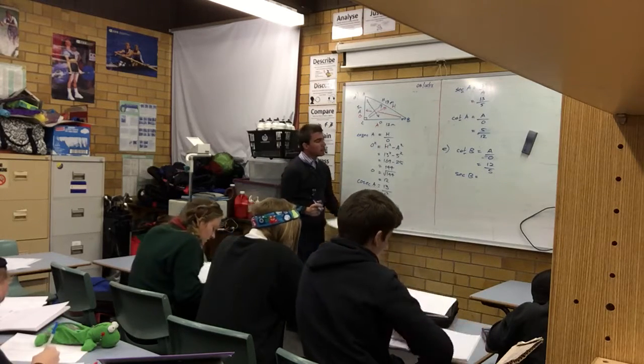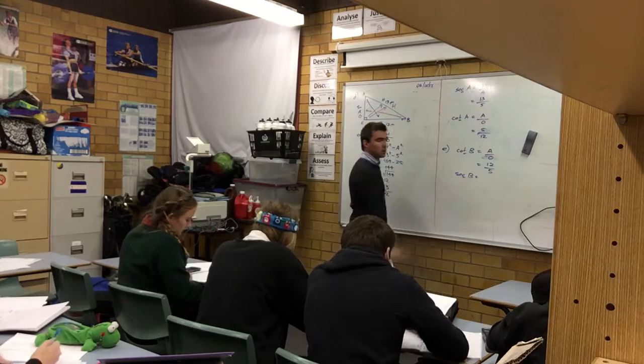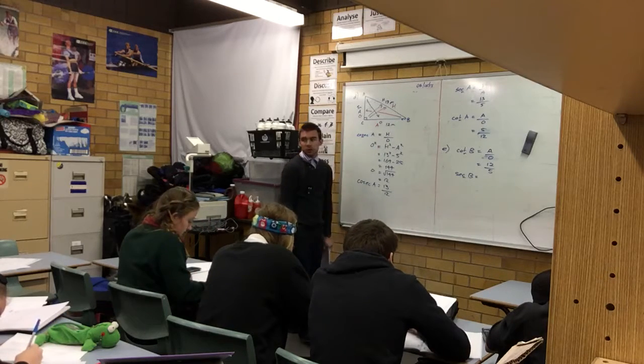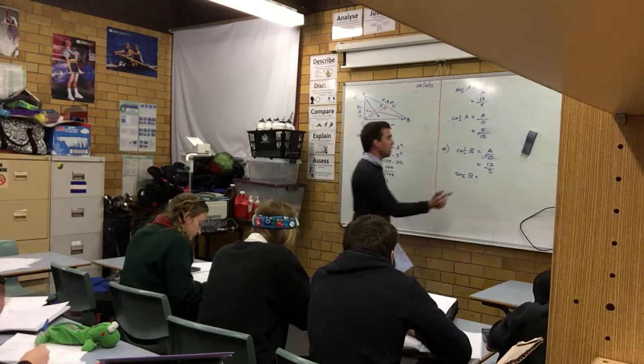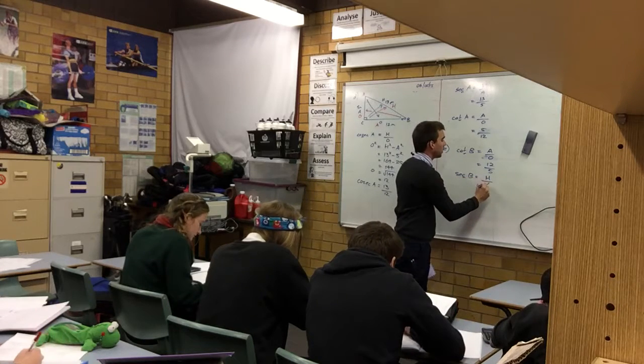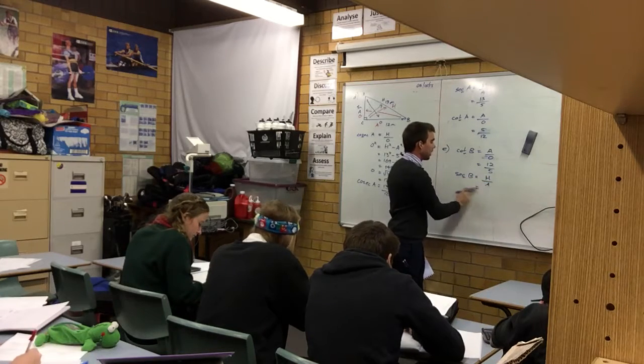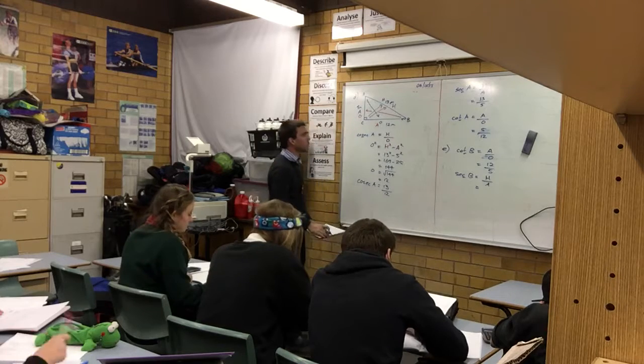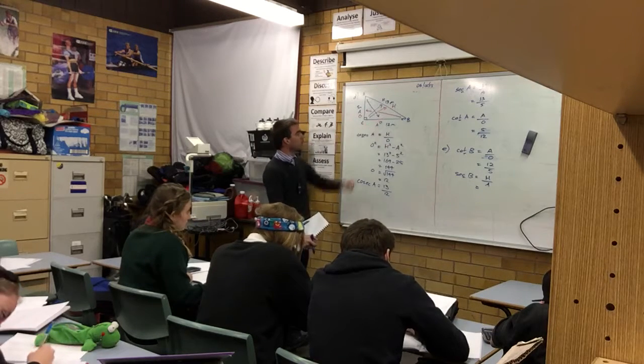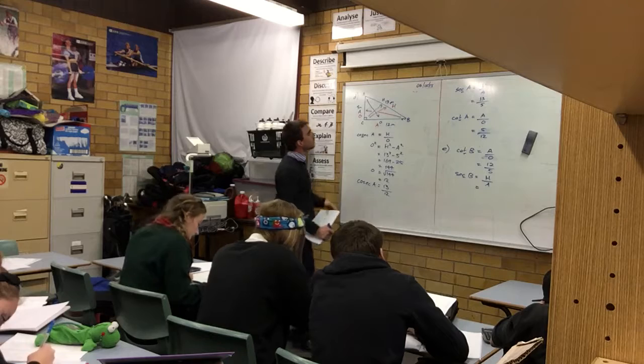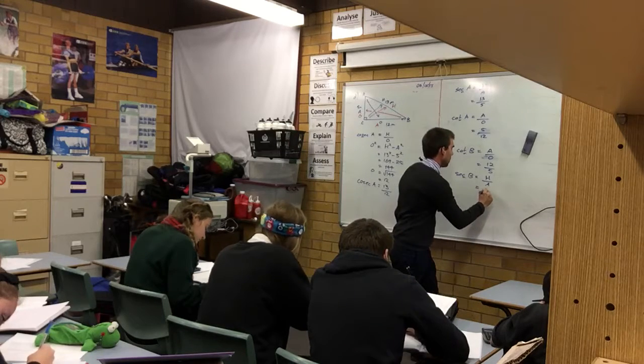Sec of beta. The third letter, C, for cos. Cos is normally adjacent over hypotenuse, so sec is going to be hypotenuse over adjacent. Reading the red, because that's what's referencing the angle at B, it's going to be 13 and 12.